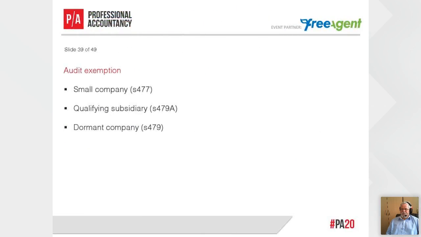So with regard to audit exemption, there are 3 aspects under the Act, and I'll only be looking at 2 of them. I am not going to be looking at the exemption for dormant companies under section 479, but I will be looking at small companies under 477 and qualifying subsidiaries under 479A. Why? Because the first one is where you often see the misunderstanding, and the second one is where there is a distinct impact from the point of view of the Brexit changes.